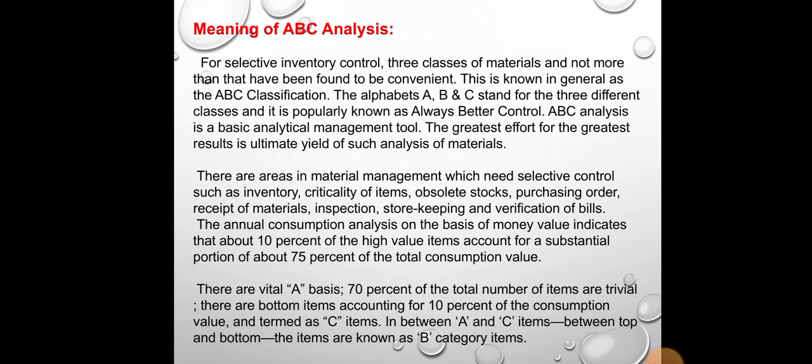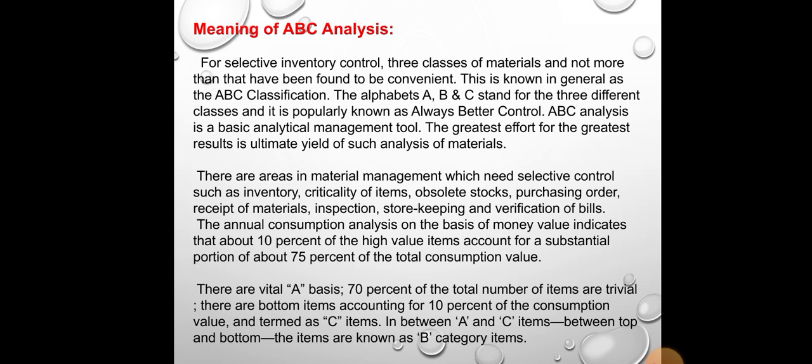Meaning of ABC analysis. For selective inventory control, three classes of materials have been found convenient. This is generally known as ABC classification. The alphabets A, B, and C stand for three different classes, and it is popularly known as always better control. ABC analysis is a basic analytical management tool. The greatest effort for the greatest results is the ultimate yield of such analysis of materials.